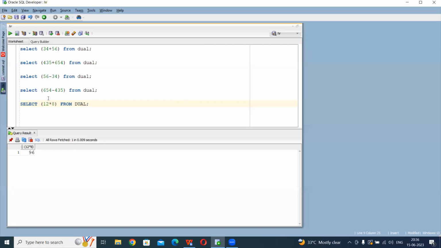So guys, for writing the query, we can use either uppercase or lowercase. Uppercase means using upper alphabets. Using lowercase means lower alphabets. Both of the things will work out.